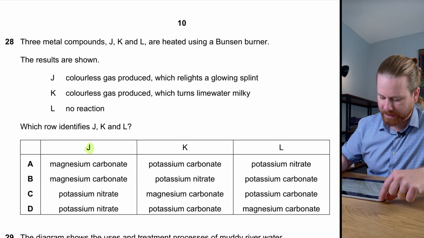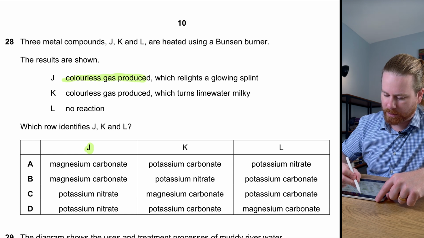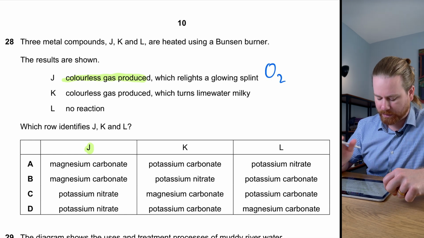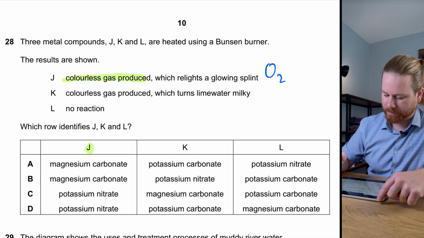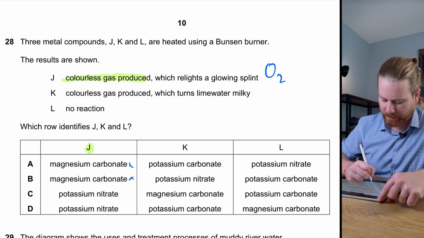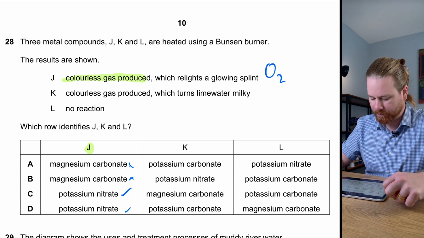So starting off with J, we're getting a colourless gas produced, which relights a glowing splint. So that gas is oxygen. So out of these, which is going to give us oxygen? Well, it's not going to be these. So it has to be either these. Okay, so we're already down to C or D.